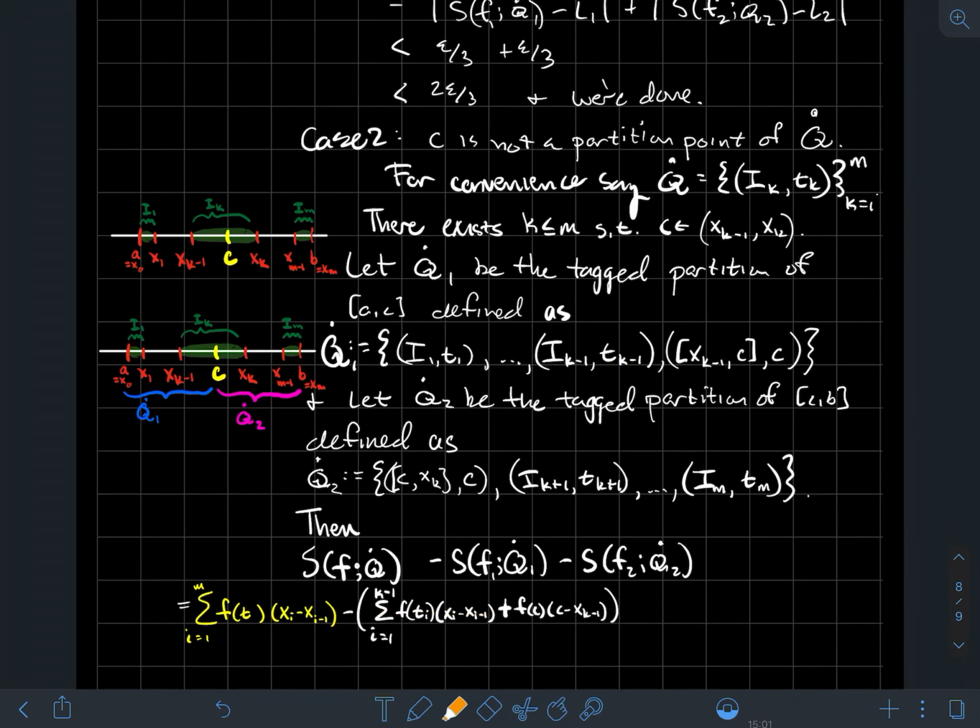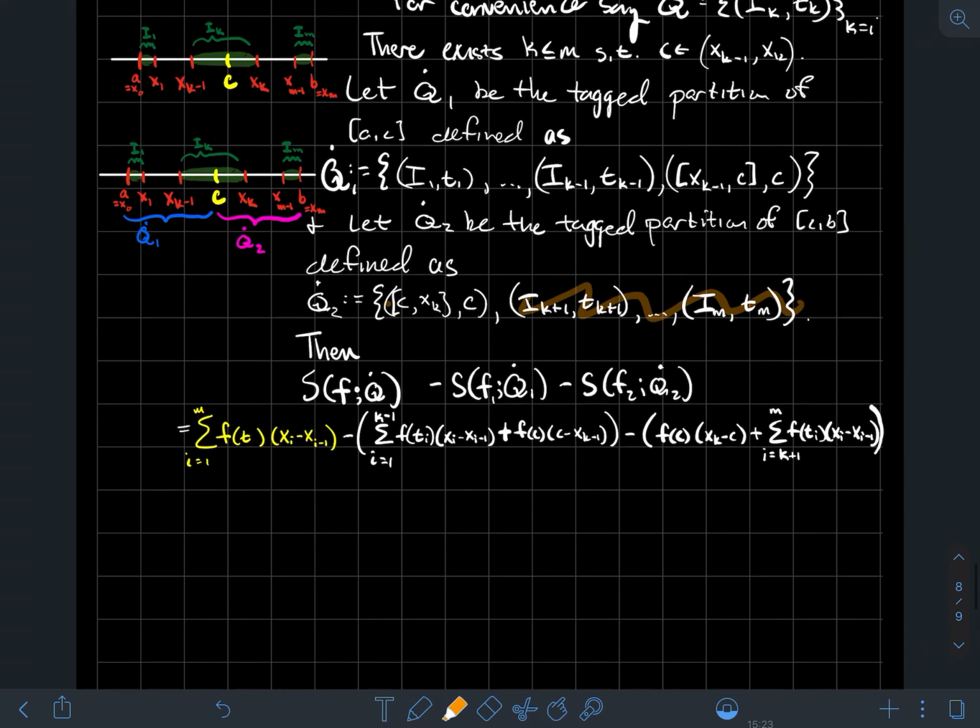And then I want to do the same kind of thing for f2, where what do I notice? I see that this should be some big Riemann sum. So I should take f of the first tag, so f of c times the width of that subinterval, which is xk minus c in that case, plus, and it would just look like the Riemann sum for the rest of these. So the sum of f of the tag times the width of each of those subintervals.